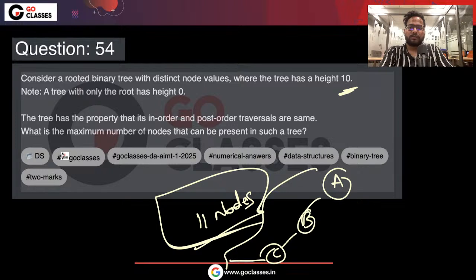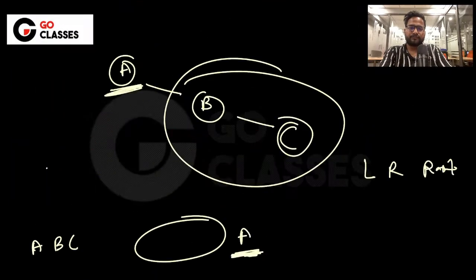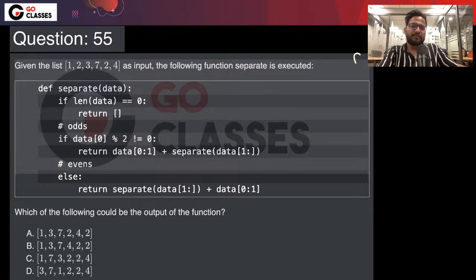Okay, so now I think it is well understood, right? Now let's just move to the next question. Let's see this question. This question was related to Python, I mean, Python and recursion. So you can say it is an algorithmic question.